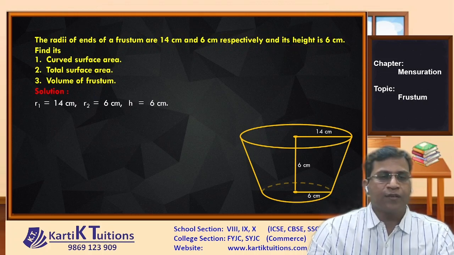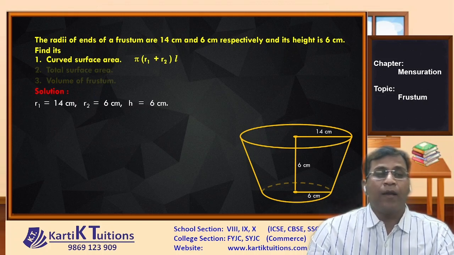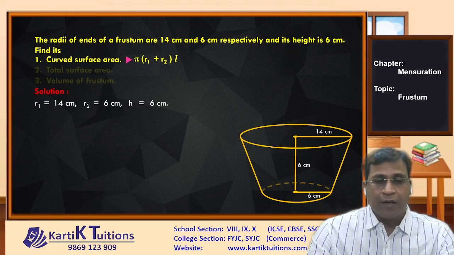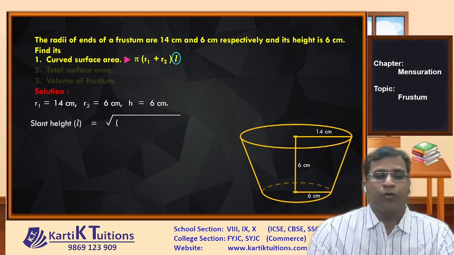Now first they have asked us to find curved surface area. What is the formula? Pi into (R1 plus R2) into L. So we just have to substitute. Now here, but we don't have L, so we will have to find L. The formula for L we have just learned, root of (R1 minus R2) the whole square plus H square.